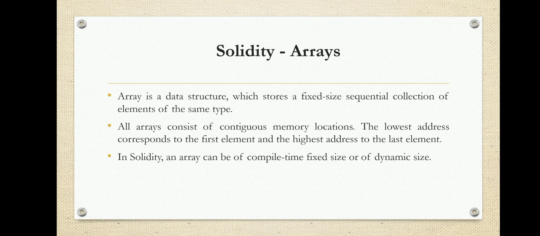How do we use arrays in Solidity? Let me define array. An array is a data structure which stores a fixed size sequential collection of elements of the same data type. All arrays consist of contiguous memory locations. The lowest address corresponds to the first element and the highest address to the last element. In Solidity, the array can be of compile time or dynamic type. Solidity supports compile time arrays as well as dynamic type arrays.